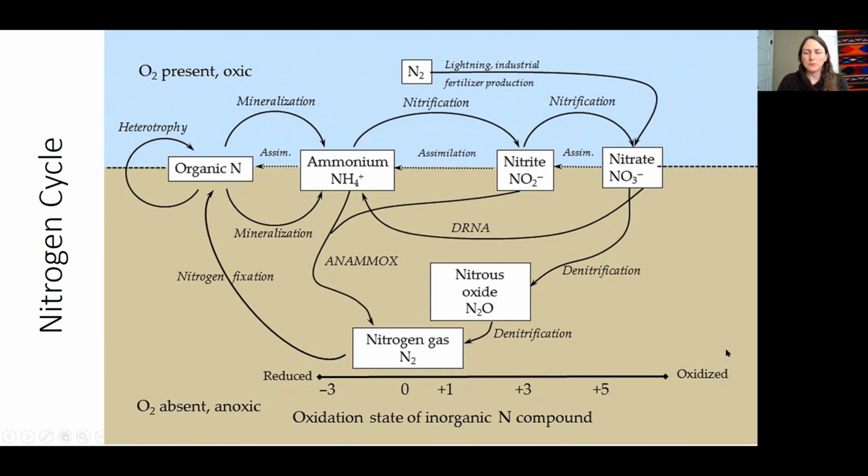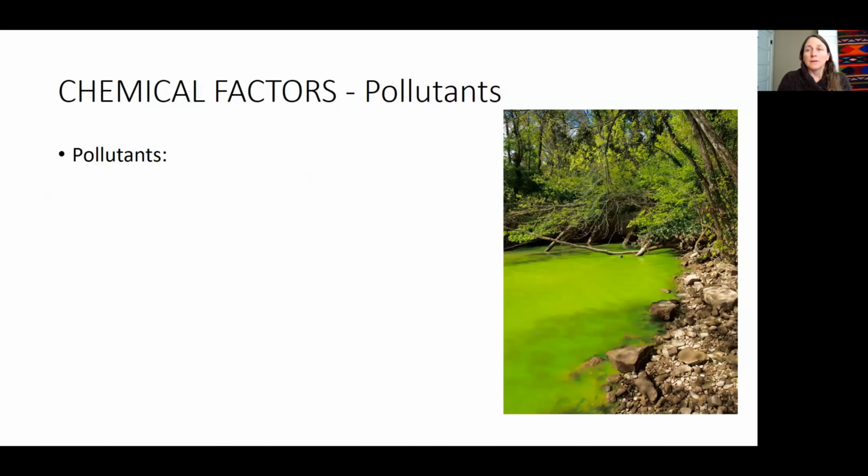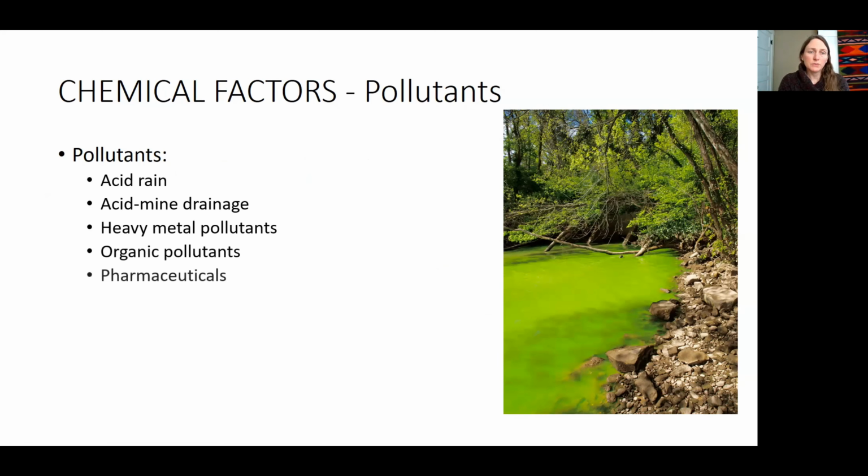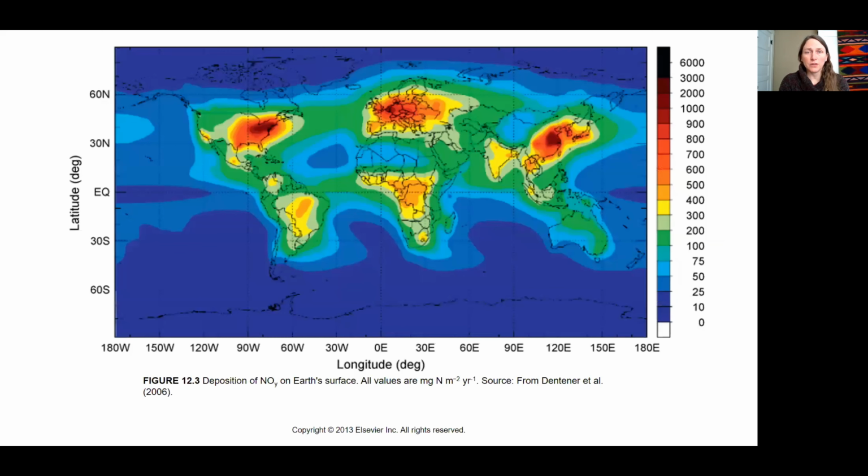And yeah, so there's a whole variety of chemical factors that are considered pollutants, things like acid rain, which we talked about a little bit, acid mine drainage, heavy metal pollutants, organic pollutants, pharmaceuticals. We could add things like microplastics now. It's a new pollutant, but excess nutrients can cause pollution, and it's a specific kind of pollution called eutrophication.